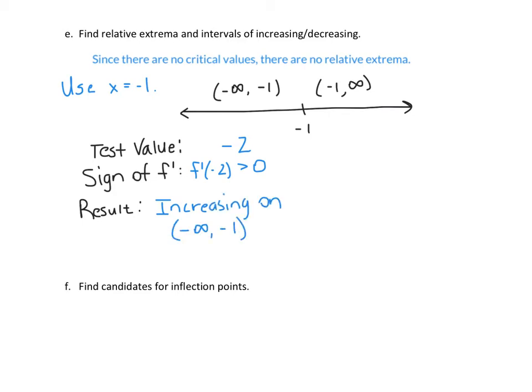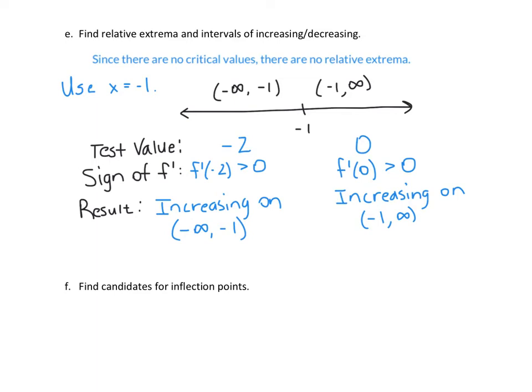Next, let's choose a test value between -1 and infinity. For example, I could choose 0. If I plug 0 into the first derivative, f prime of 0 turns out to be a positive value. So that means we are increasing on the interval -1 to infinity. So now we have our intervals of increasing, and it turns out that our function is not decreasing at all.